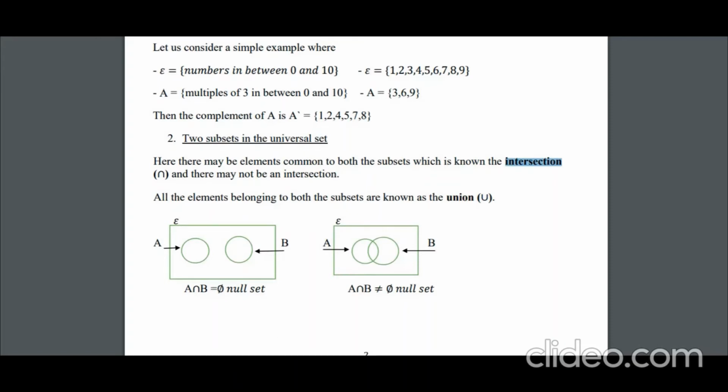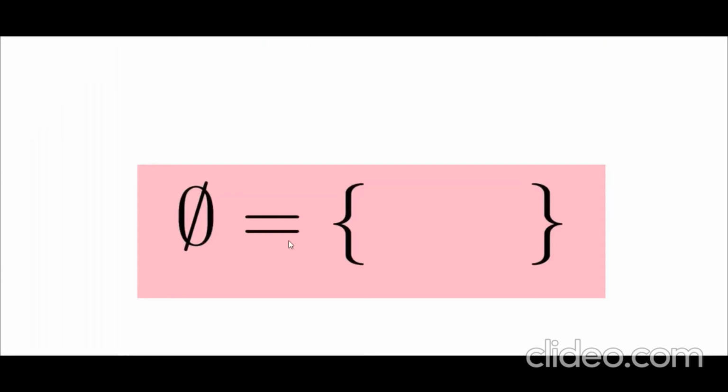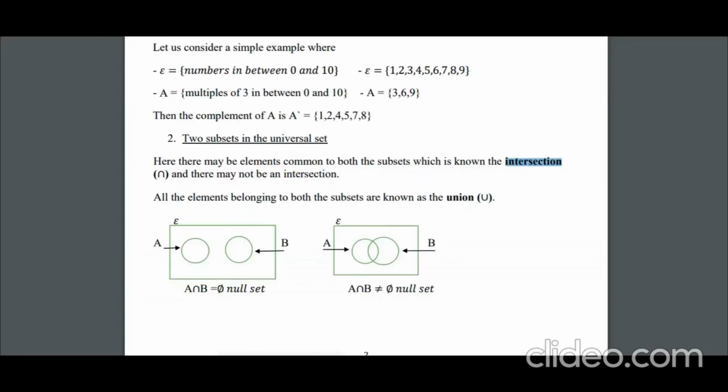It means this symbol. So a null set is a set where there are no elements. It's an empty set. So coming back, there are no elements that are common. That means A intersection B is a null set. You don't have to write out null set, just the symbol is enough. So here there are elements that are common. Therefore A intersection B is not equal to the null set.